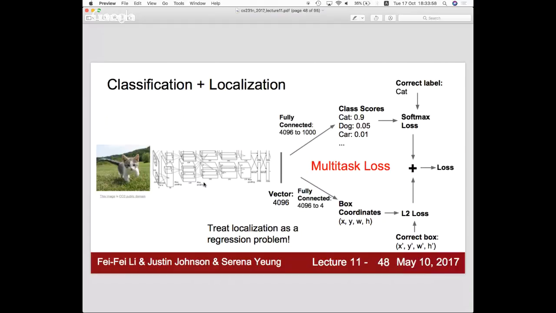Actually, I think this projection is cropped somewhere. There's something more here. I think you can see your slides better.